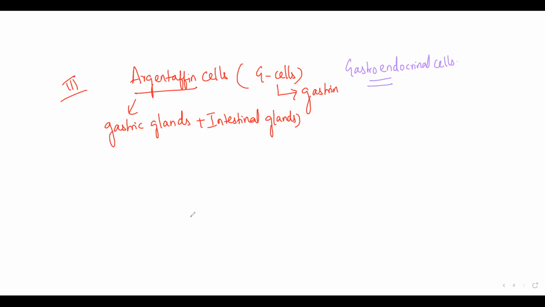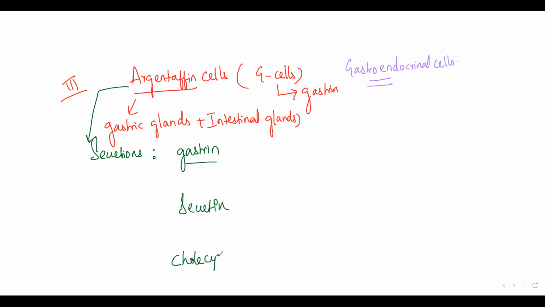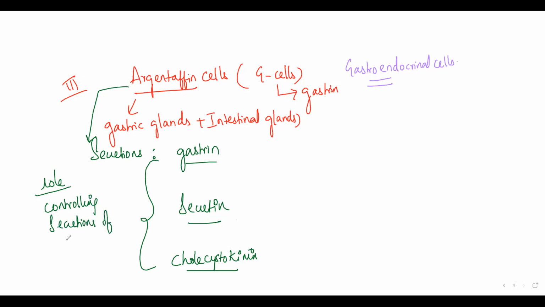Besides this, children, the gastroendocrinal cells pour their secretions. What are their secretions? Let me write these for you. The secretions of the argentaffin cells: number one is gastrin, the next one is secretin, and the next one is cholecystokinin. These are the three different secretions of the endocrinal cells of your stomach wall. They are directly released into the blood vessels, and they control the secretion of the digestive enzymes. So these are directly playing a role in controlling the secretions of the digestive system.